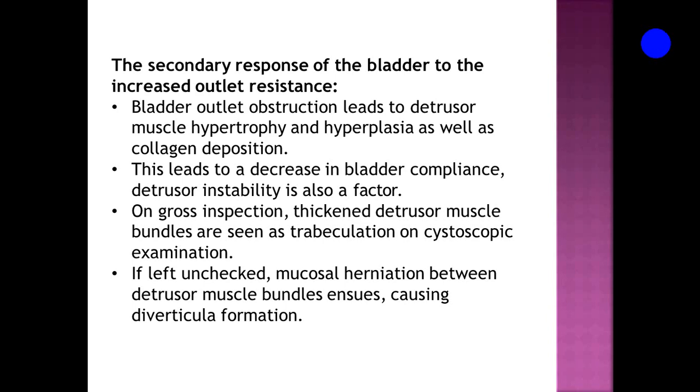On gross inspection, thickened detrusor muscle bundles are seen as trabeculation on cystoscopic examination. If left unchecked, muscular herniation between the detrusor muscle bundles ensues, causing diverticular formation, and these diverticula can cause obstruction of the urethra.